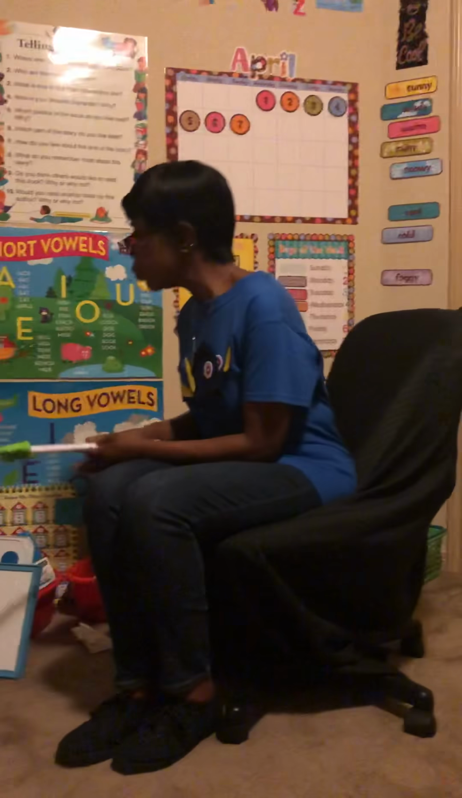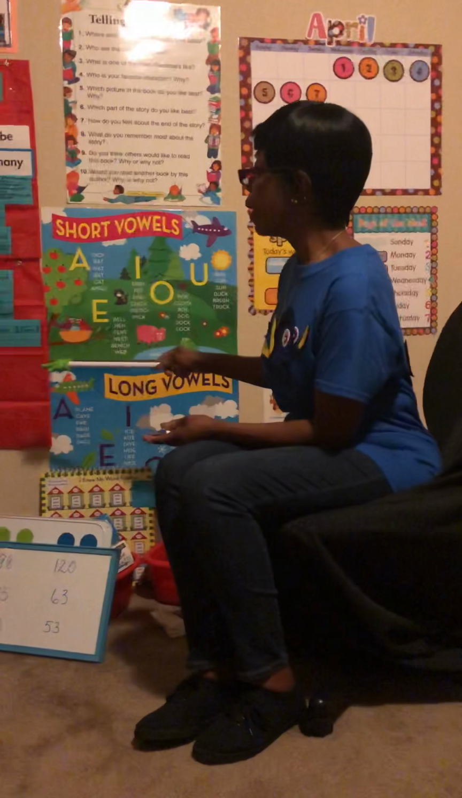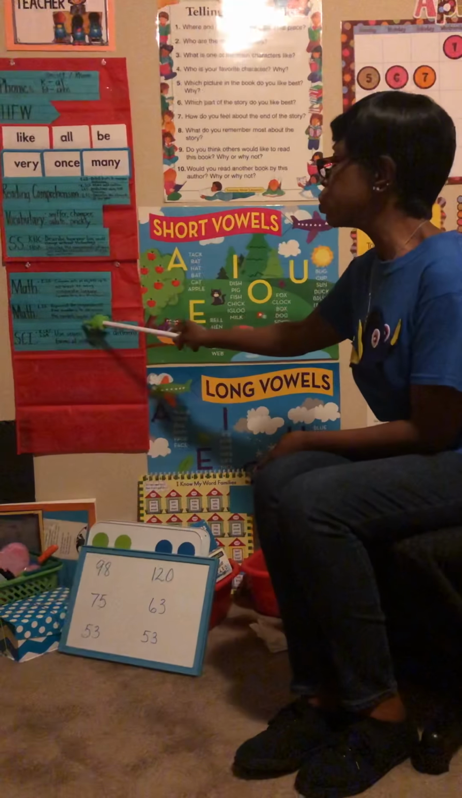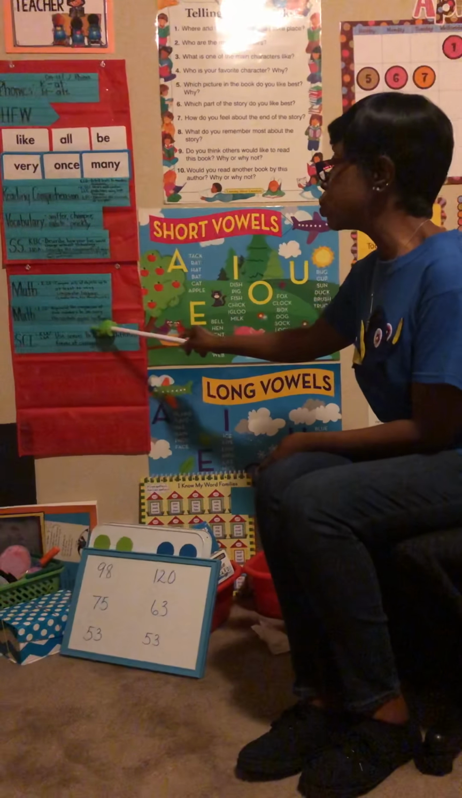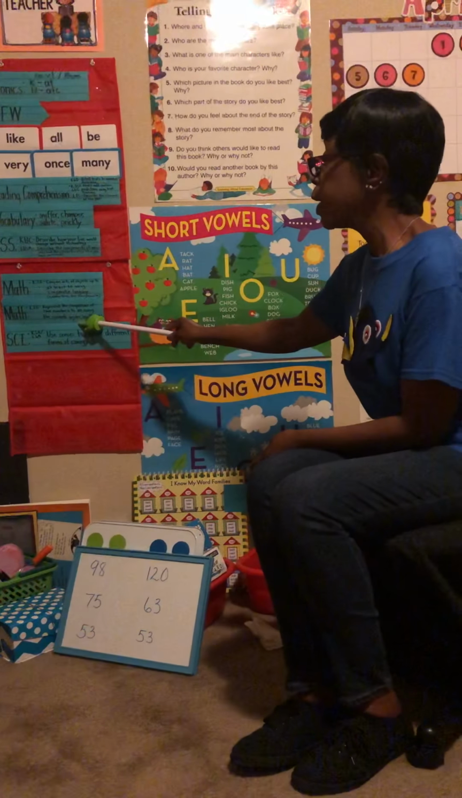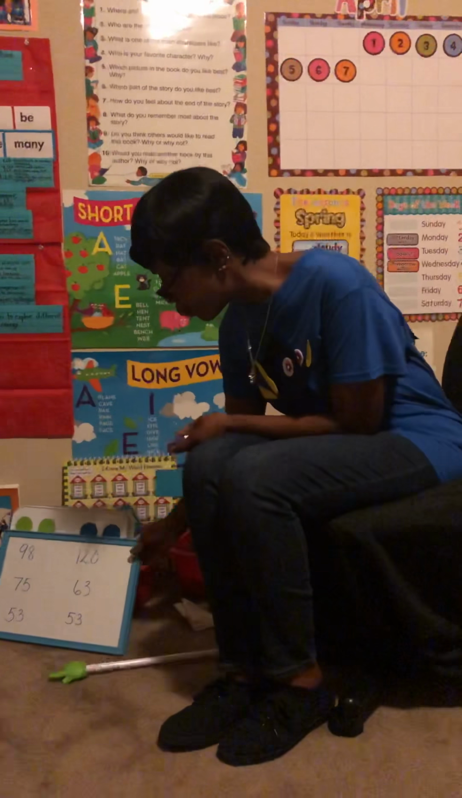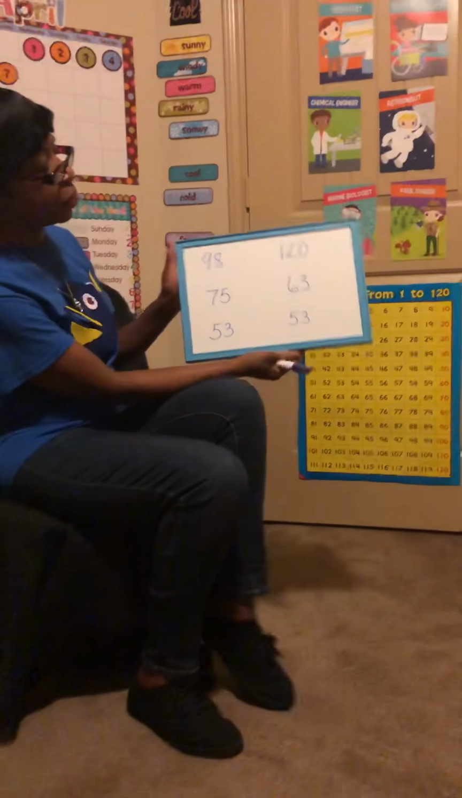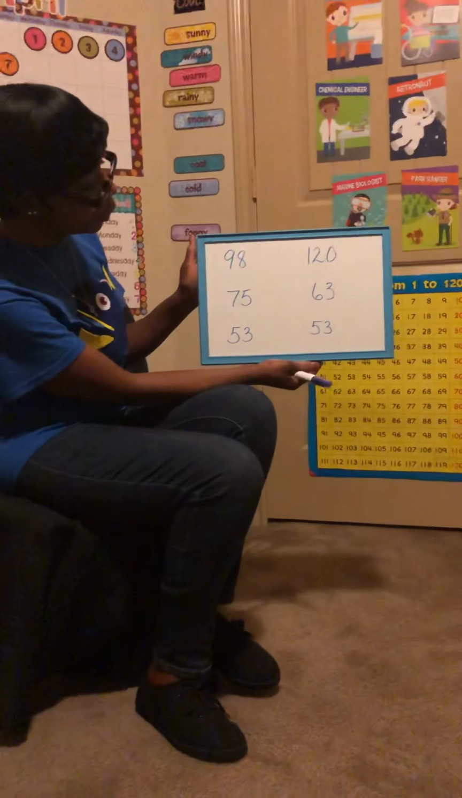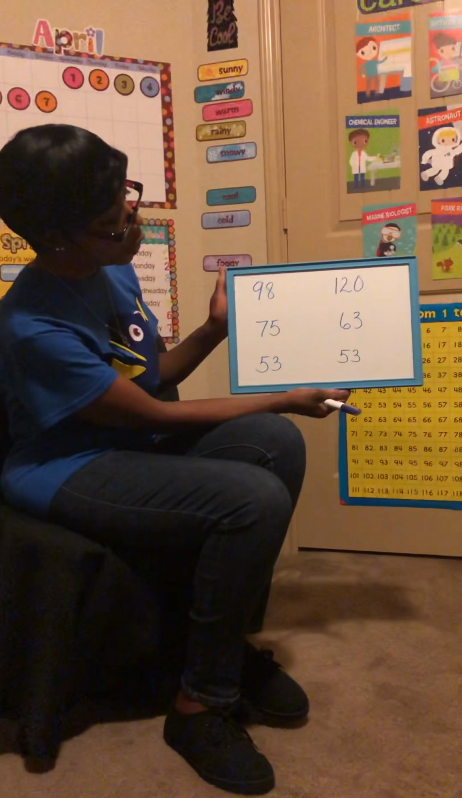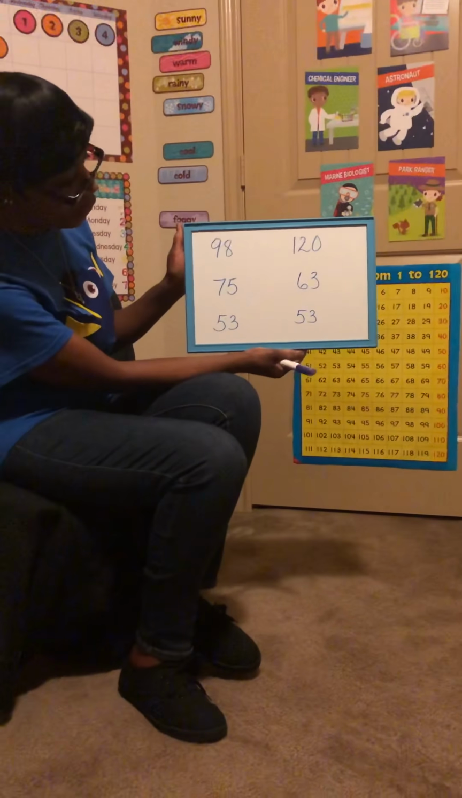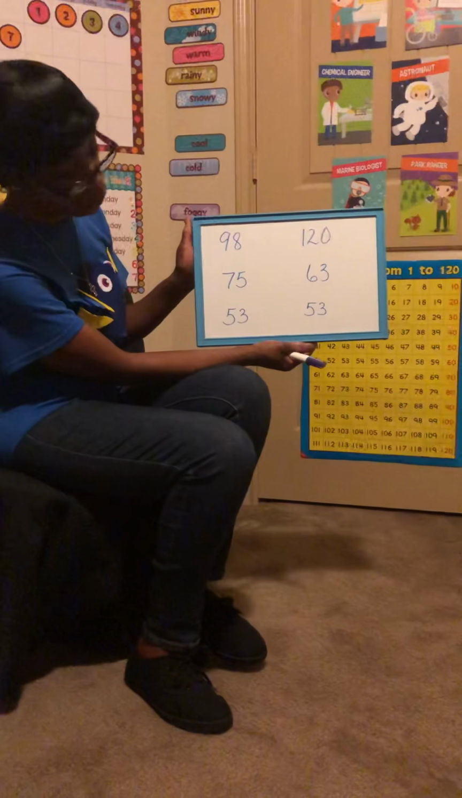So we're going to go into our segment on our math. And we're going to be talking about representing comparisons of two numbers to 100 using symbols like greater than, less than, and equal to. Well, we go straight into our studying today. And boys and girls, I have placed some numbers on our board. And on our board, you see 98, 120, 75, 63, 53, 53.